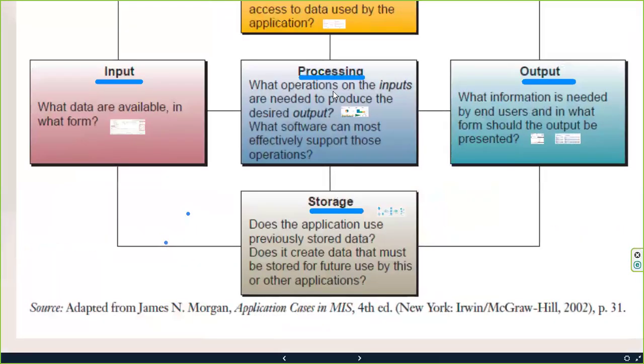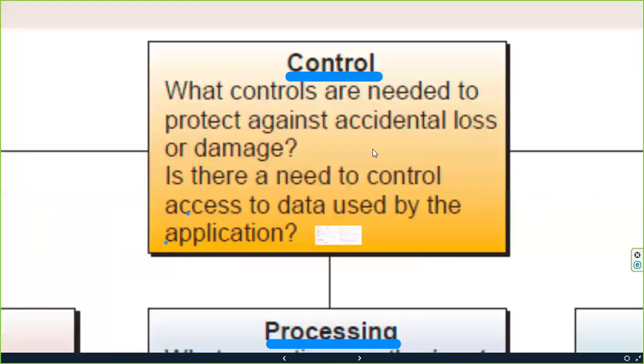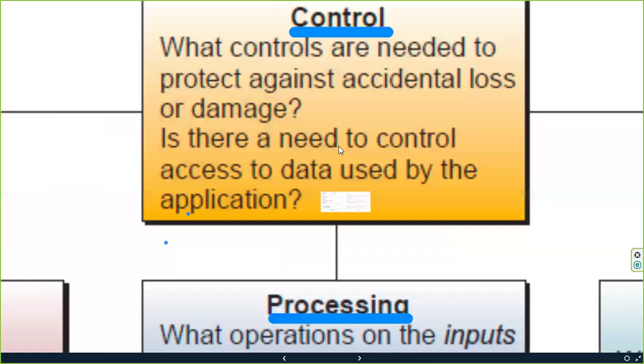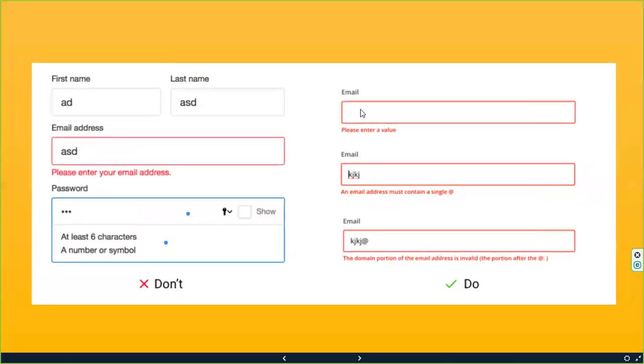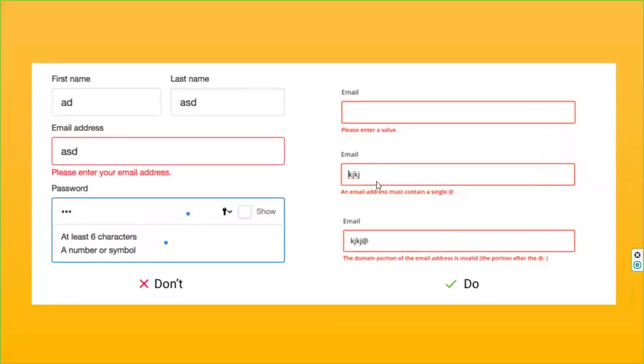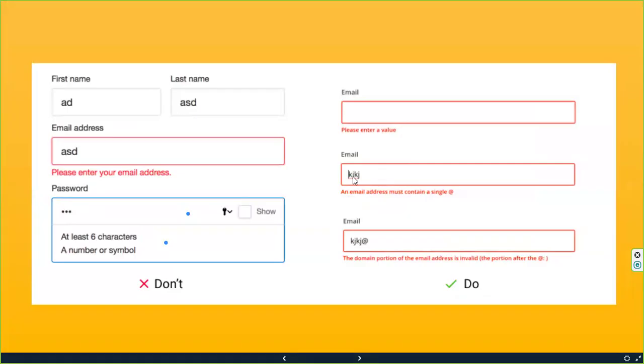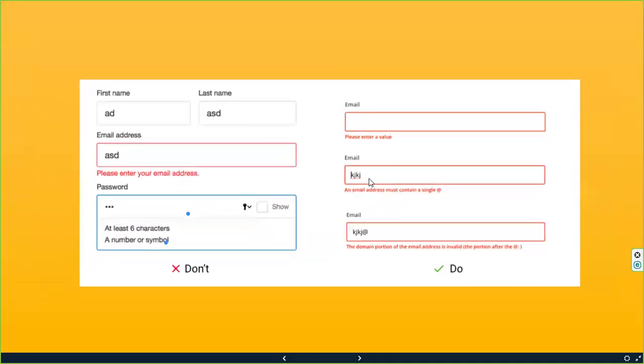And finally, there is some control. These controls are needed because of accidental loss or wrong data. Sometimes we put in some validation so that the quality of data will be maintained. For example, in a number field, only a number will be accepted, so they can produce the right data. And if some data is destroyed, we can restore it from a data backup.